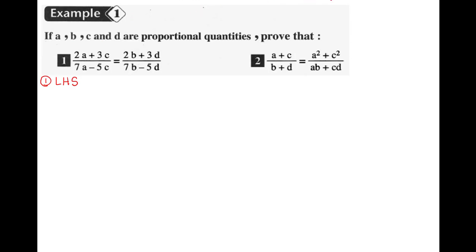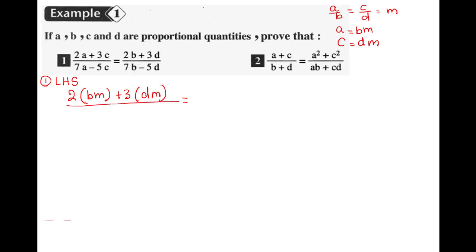Then we're going to assume that A over B equals C over D, all of this is equal to M. Then A equals BM, and C equals DM. Now, we're going to use these in our problem. Instead of A, we're going to put BM, plus 3, instead of C, we're going to put DM. In the denominator, we're going to do the same. I have 7 instead of A, BM, minus 5 instead of C, DM.